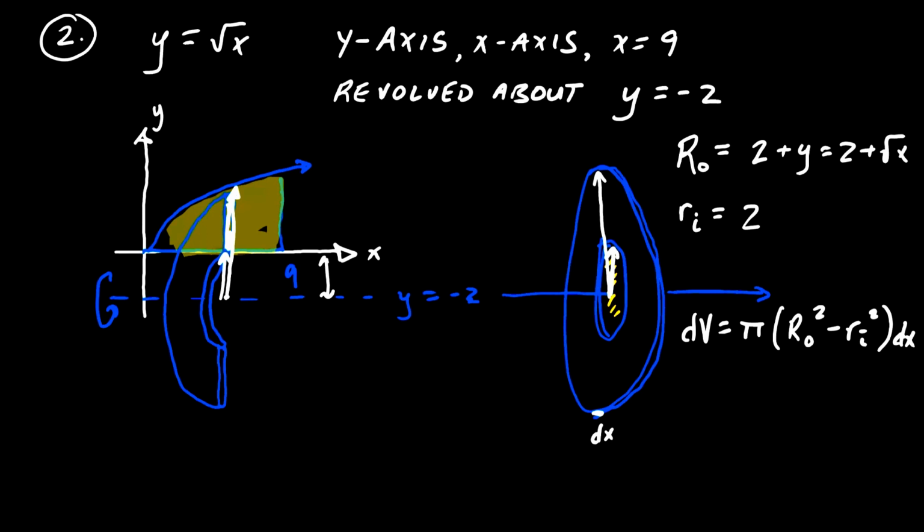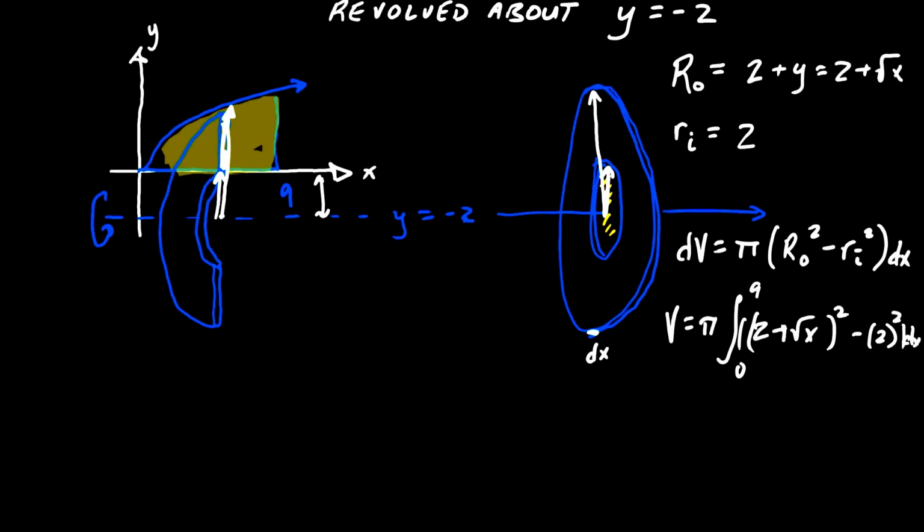So in looking at this as a full integral, we would have volume equals pi. That can be factored out as a constant. And we're integrating from 0 to 9 because that's where all of our slices would have been. And you can draw, again, a slice anywhere. And our outer radius is 2 plus root x quantity squared minus our 2 squared dx.